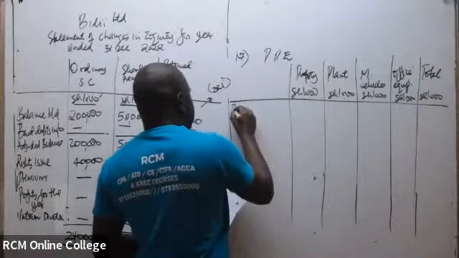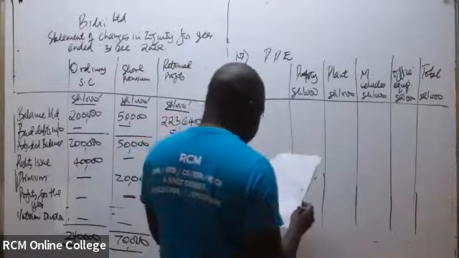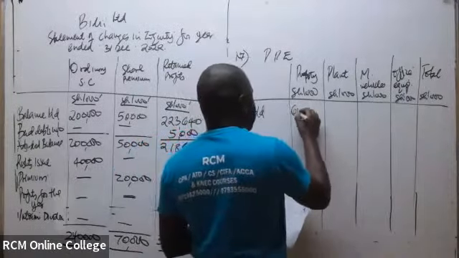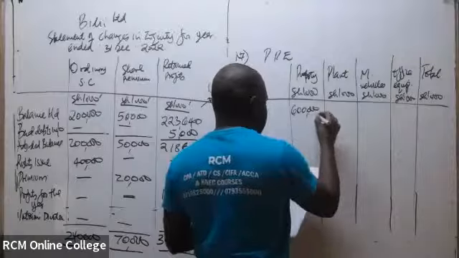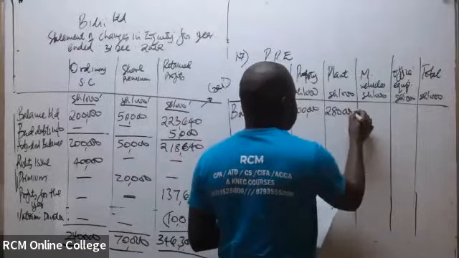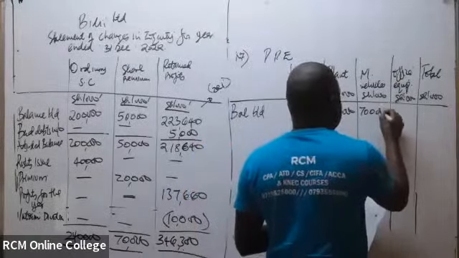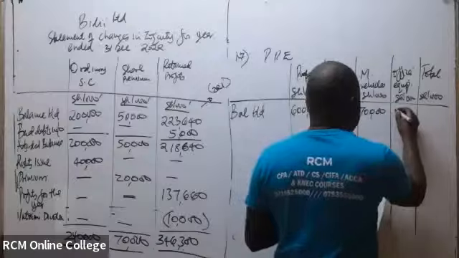So the balances brought down, in this case the ones you have actually been given there: it is 600 million. This one is 280 million. This one is 70 million. This one is 40 million.